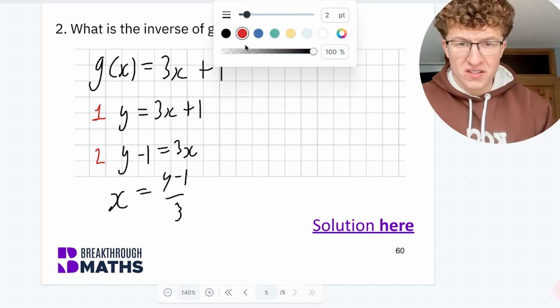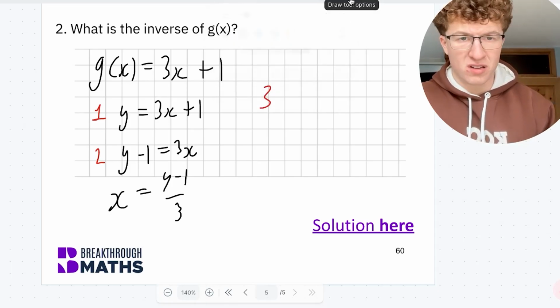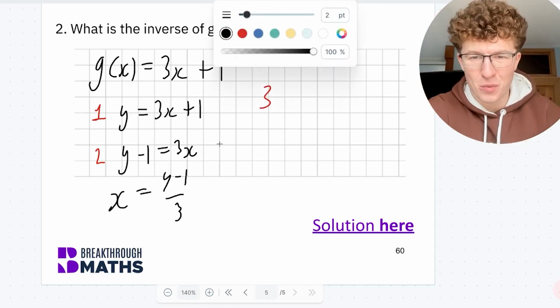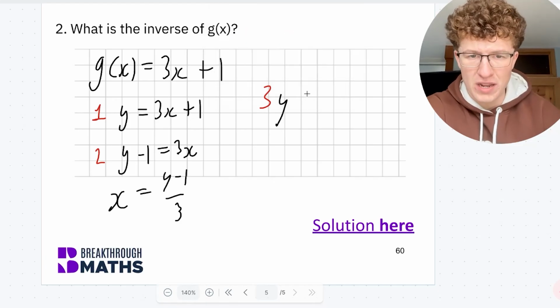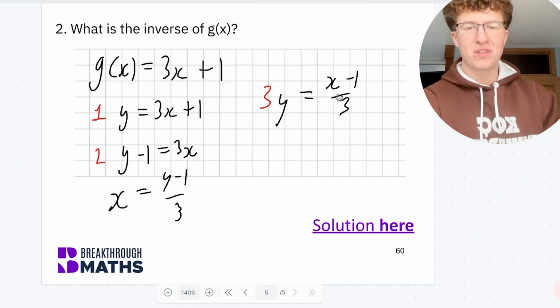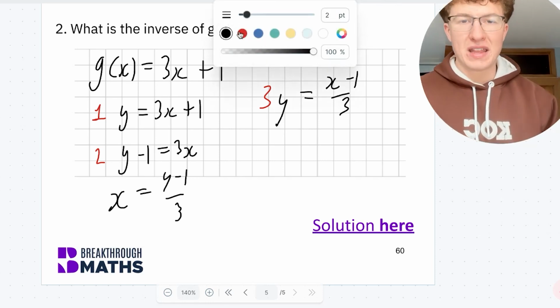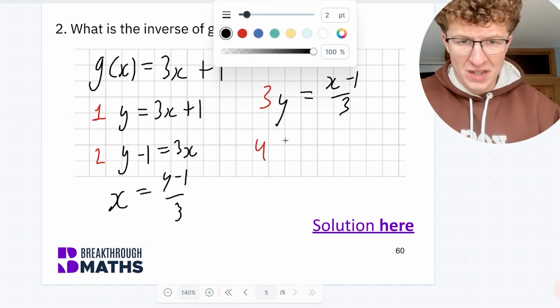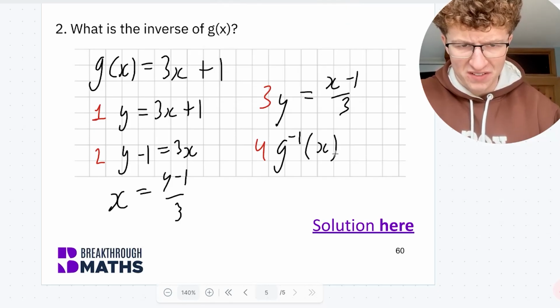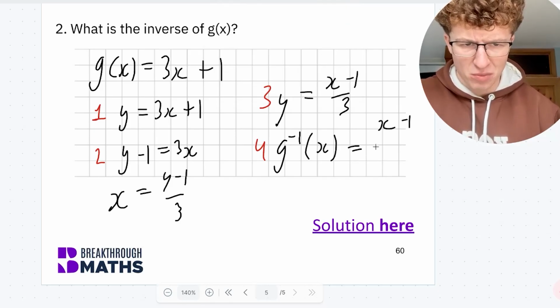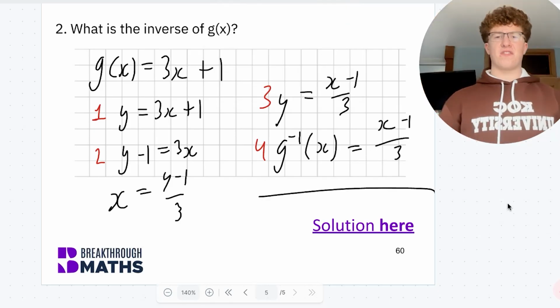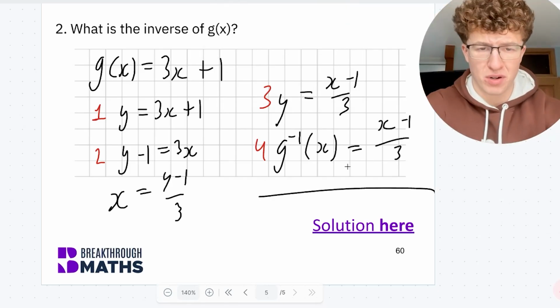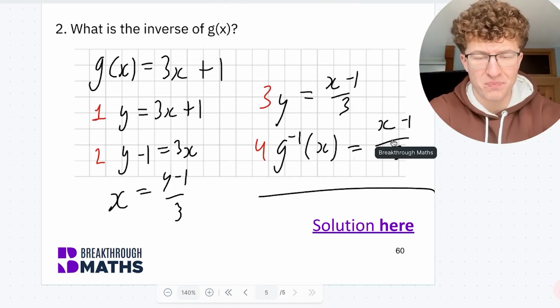Then, third step, just switch the x and y's. We're going to have an x at the front. We're going to have a y in the front instead. And then the y up here is going to become an x. Like this. That's the third step. And then the fourth step is just rewrite the y as g to the power of minus 1 of x. And that's equal to x minus 1 over 3. So that's the inverse function of g of x. G to the minus 1 of x is x minus 1 over 3.